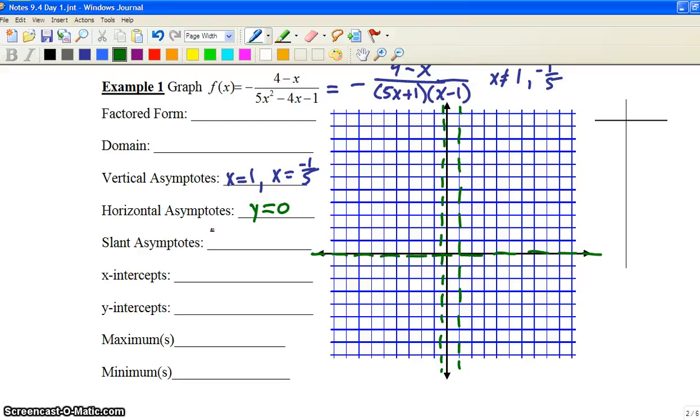There's no slant asymptote on this, and you know that because it is bottom heavy and it's not going to have a slant asymptote. Second reason why you can know that is when you actually graph it, you're going to see that it's not converging to another line. Okay, we'll see that on example 2.